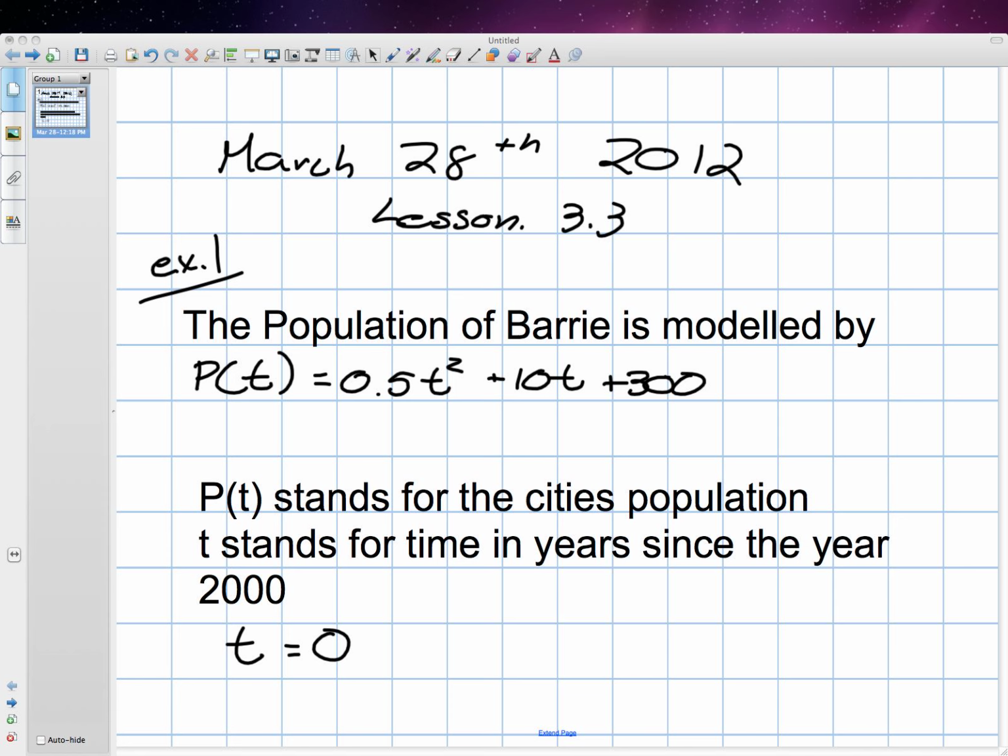Okay, today's March 28th, 2012. We're going to do lesson 3.3. The very first example says that the population of Barrie is modeled by this function.